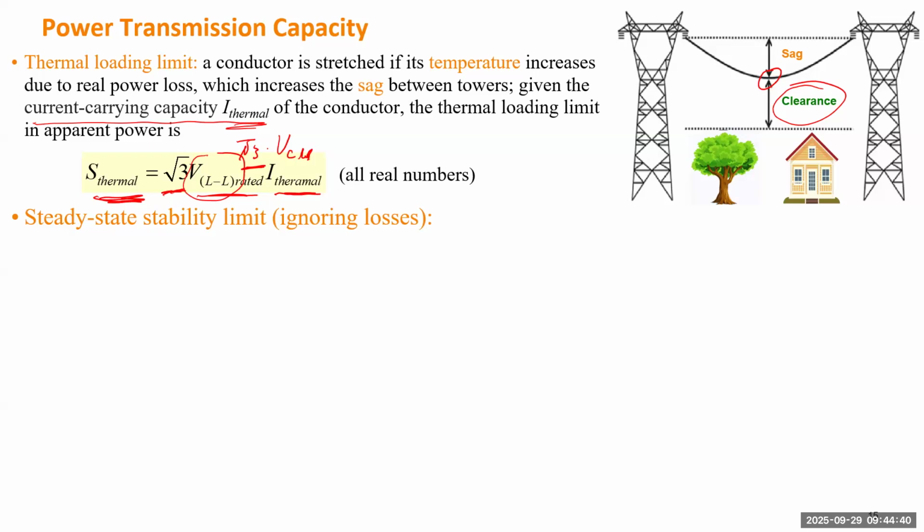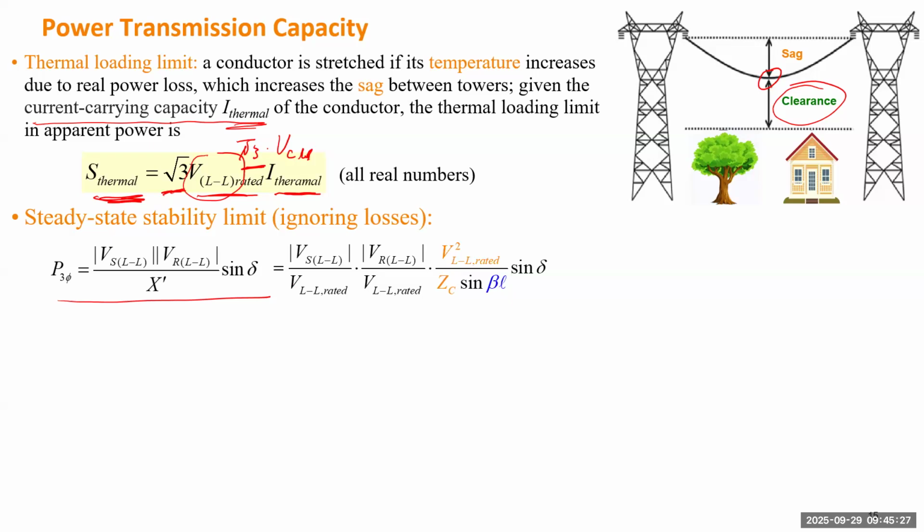In reality, the actual loading will never reach that thermal limit unless there's some really big sag, and the line is overloaded for extended time, and the sag is increased. So that can happen in some extreme conditions. But in normal conditions, we usually compare the loading to the steady state stability limit. For instance, if we calculate three-phase active power from the previous slides, it will be this formula. We want to figure out the highest value of the active power of the line.